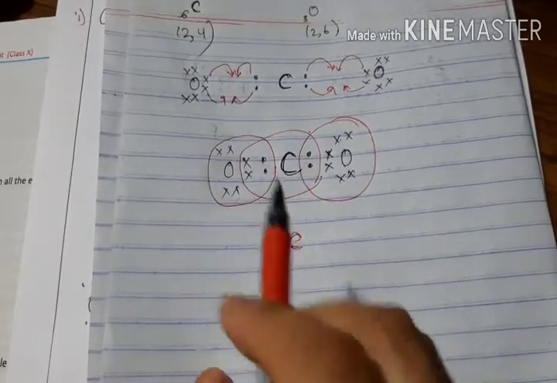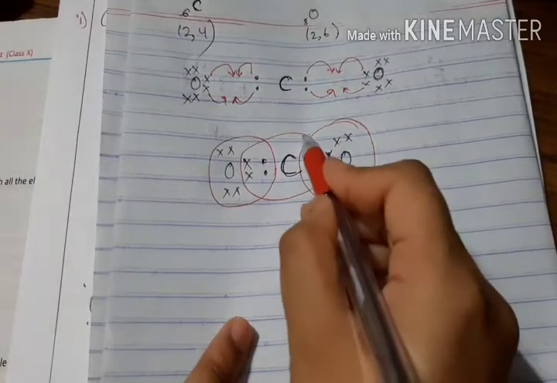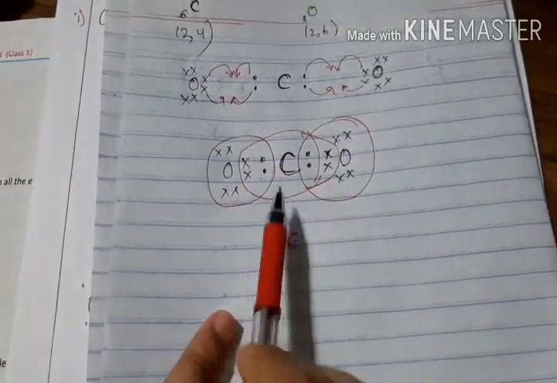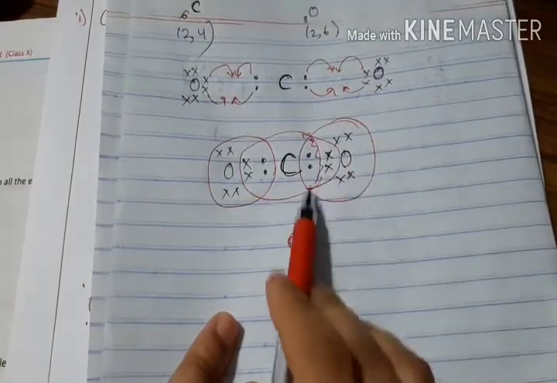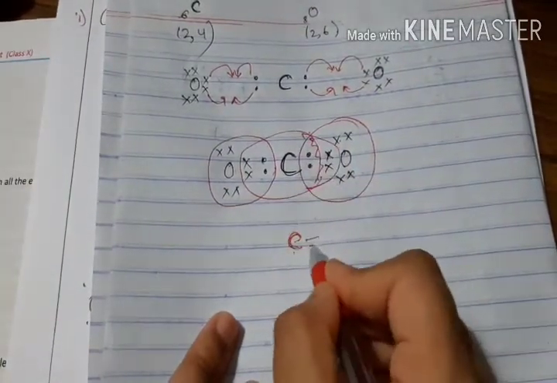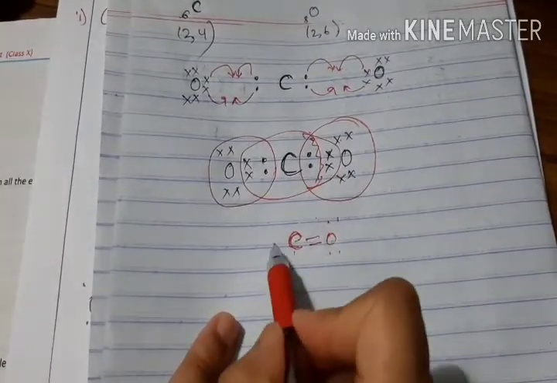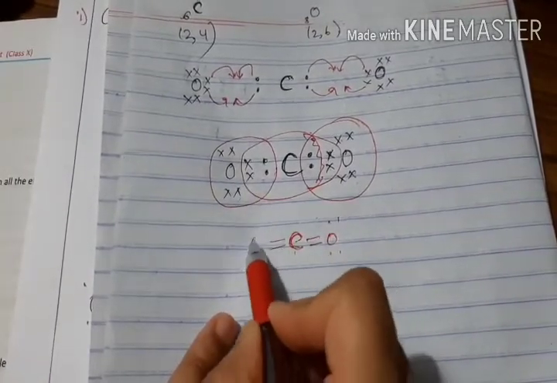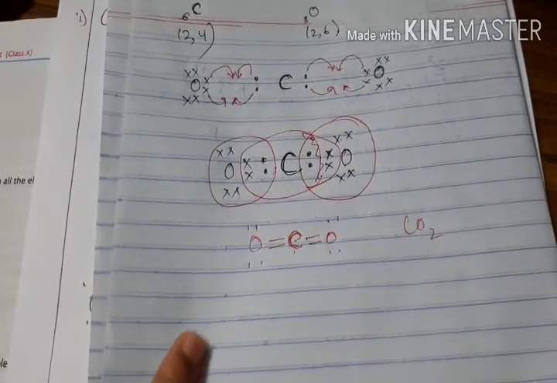Now let's draw the bonds. Carbon, sorry, here it should be here. Now carbon, how many shared pairs here? 2, so 2 bonds. Then oxygen, 1, 2, 1, 2. How many shared pairs? 2. Okay, this is the structure of carbon dioxide.